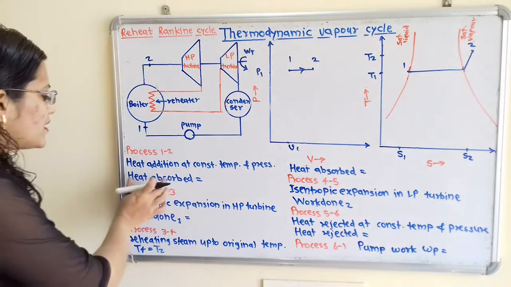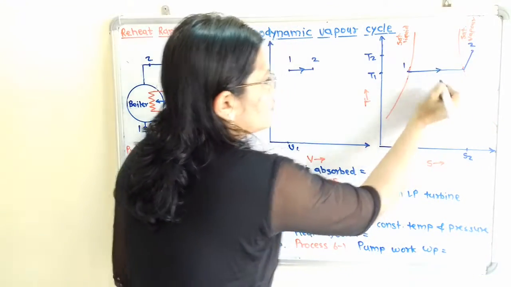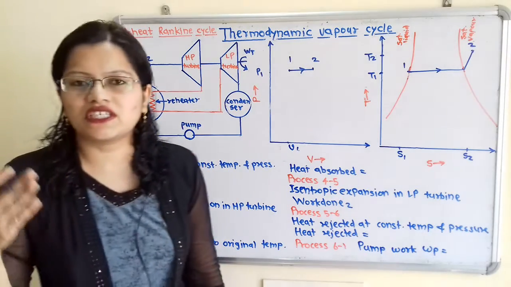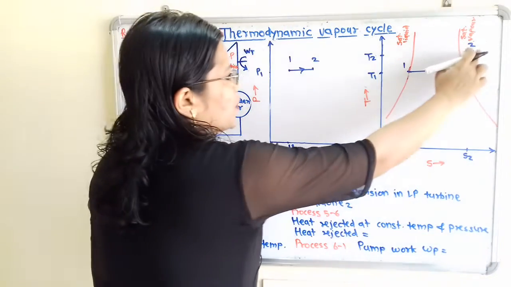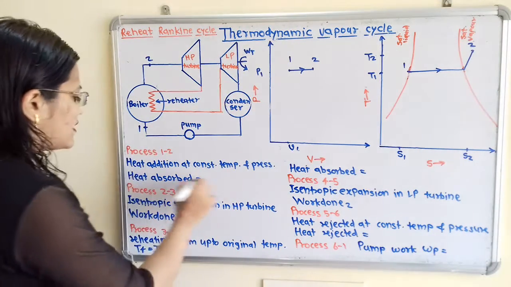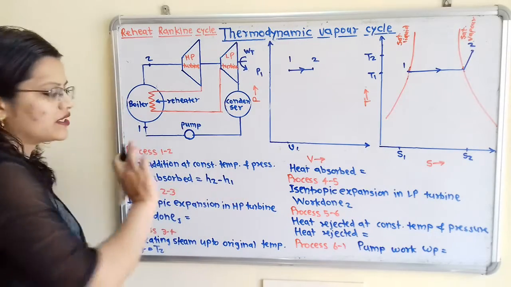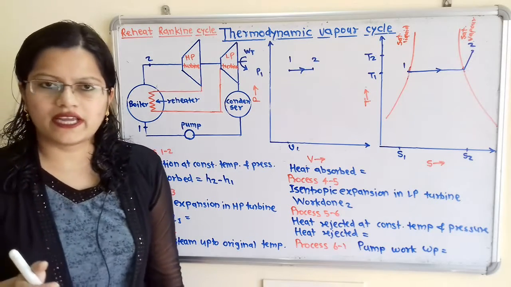Now what is the heat absorbed during the process 1 to 2? I will show an arrow also. This heat absorbed is nothing but the change in enthalpy. So we have to take the enthalpy at point 2 minus enthalpy at point 1. So I will say heat absorbed is equal to H2 minus H1 during the process 1 to 2. Now we will move to the next process.